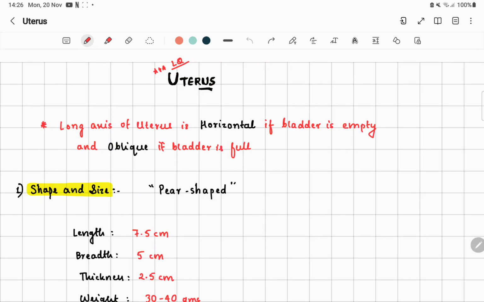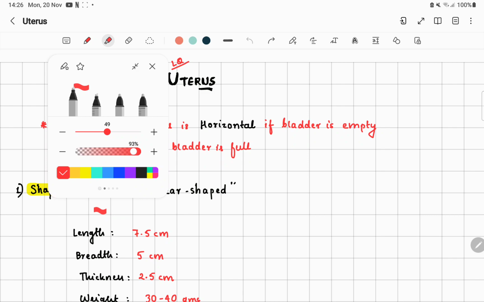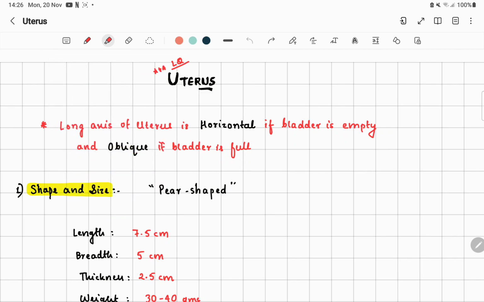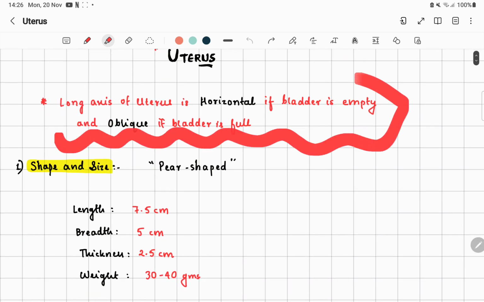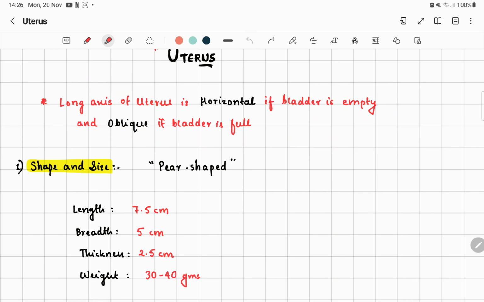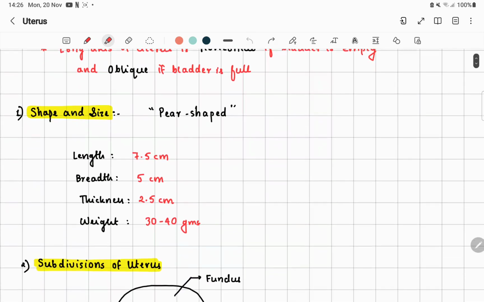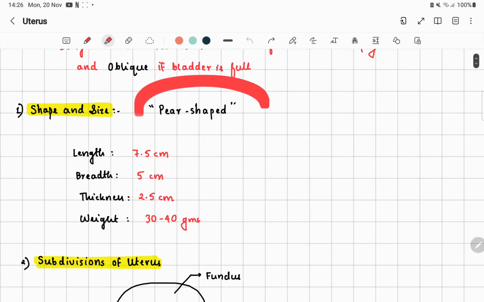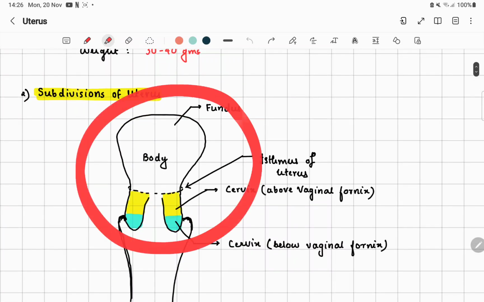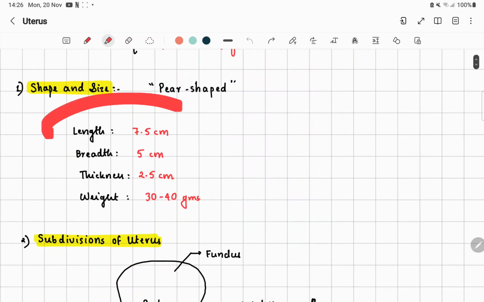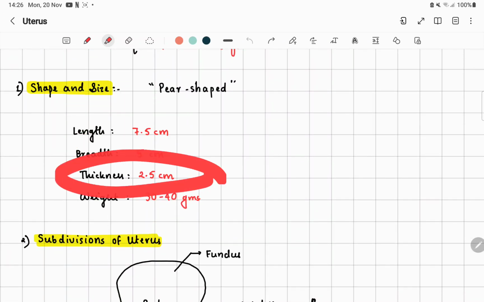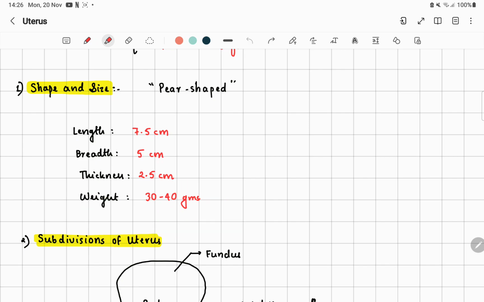Let's discuss the uterus. The uterus is also a long question, just note that. The long axis of the uterus is horizontal if the bladder is empty, and oblique if the bladder is full. The uterus is pear shaped. Length is 7.5, breadth is 5, thickness is 2.5, and the weight is 30 to 40 grams. You can remember: 7.5 minus 2.5 is 5, 5 minus 2.5 is 2.5.